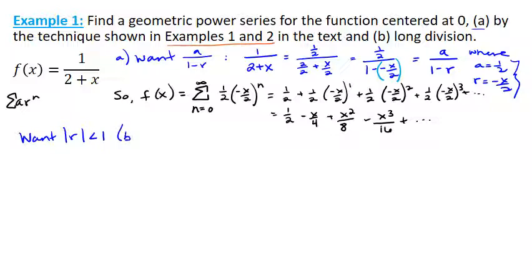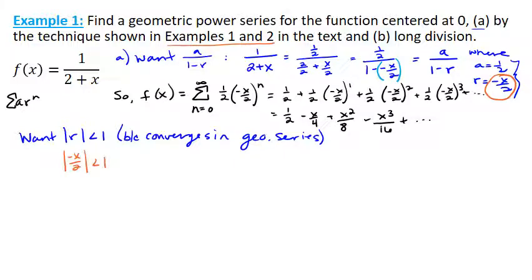So, because it converges in a geometric series. Okay, so when I look at this up here, we have already determined that this is r. So I'm going to plug this in here. So the absolute value of negative x divided by 2 must be less than 1.